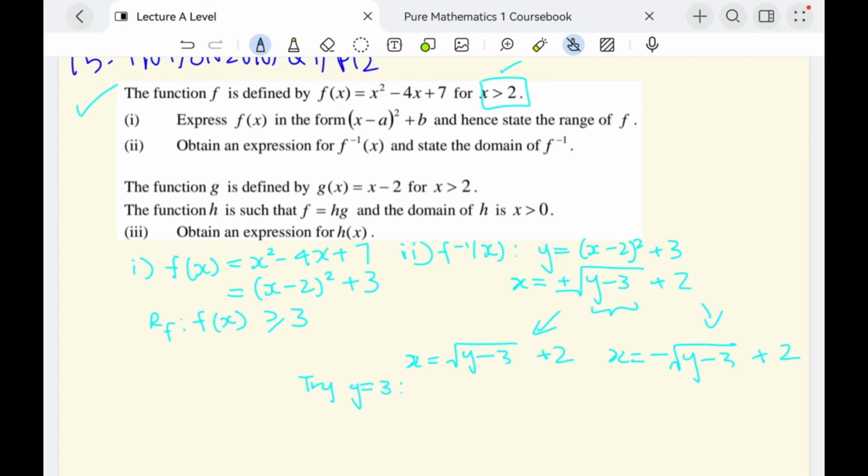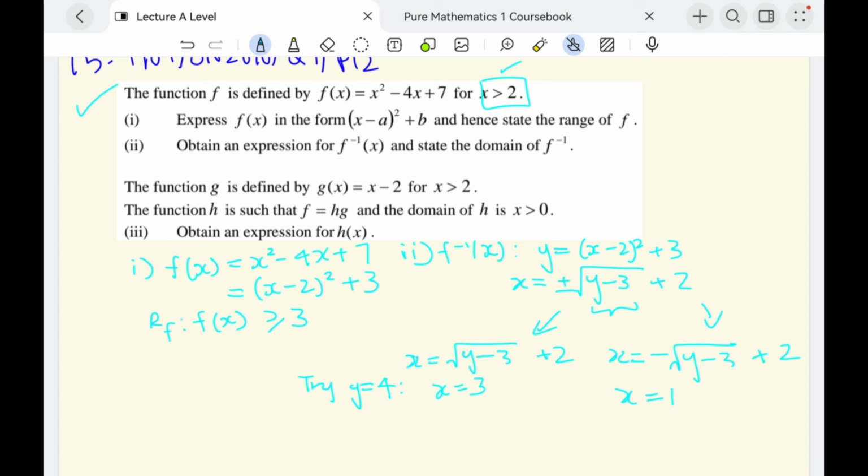What will you get? Oh, I may try 4. Okay, 4 minus 3 is 1, so 2 plus 1 is 3. This one makes sense. And for 2 minus the square root of 4 minus 3, that is 2 minus 1, which is 1. So this proves that the negative side does not satisfy the domain, the range of this inverse function.